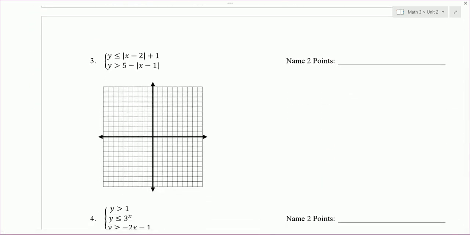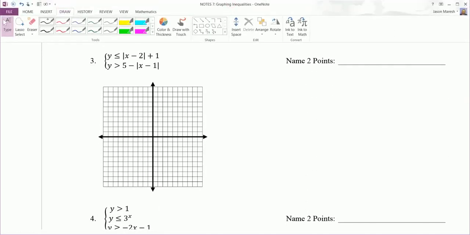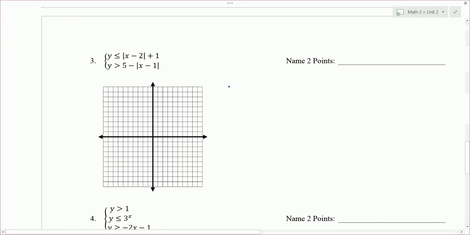Number 3. Start with the first one, y equals the absolute value of x minus 2 plus 1. This is, you get your V shape, right? It's been translated to the right 2 units and up 1 unit from (0, 0). That's the vertex of the V shape.